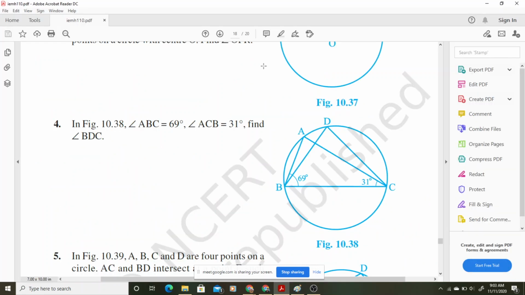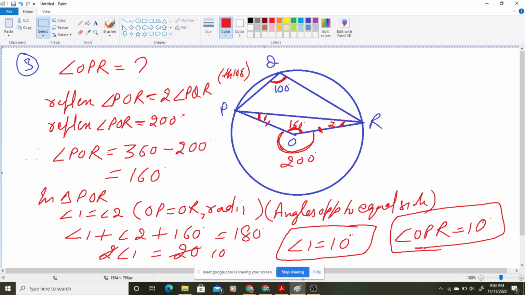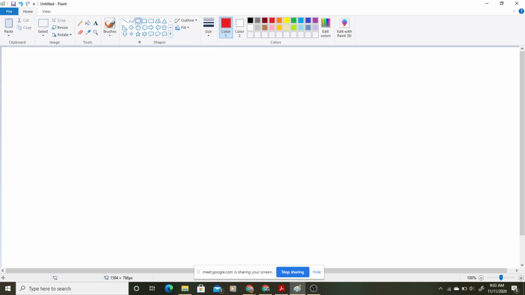Now let us see this question number 4 we are having. We are again given a figure, you can see. So I will draw this figure for you once. Just see the figure given in the 4th question.